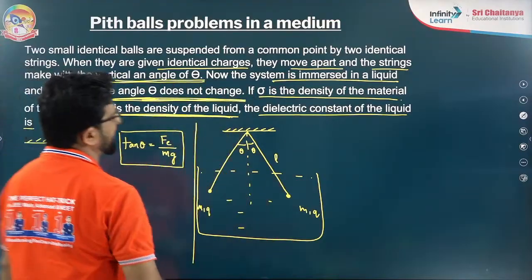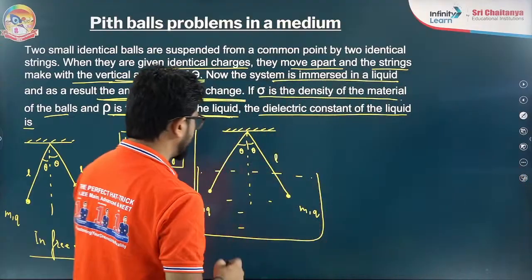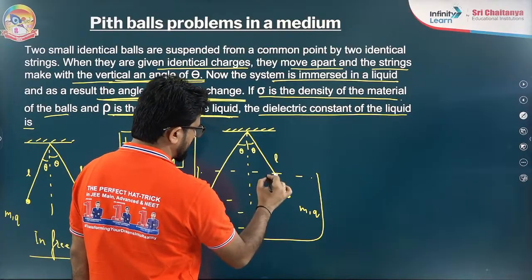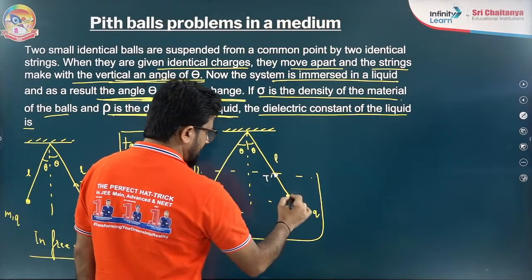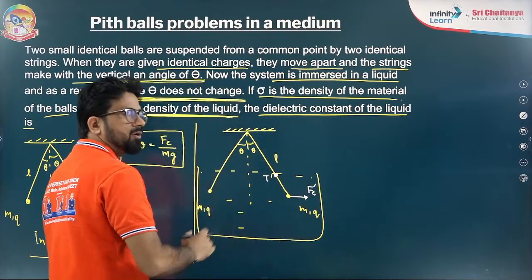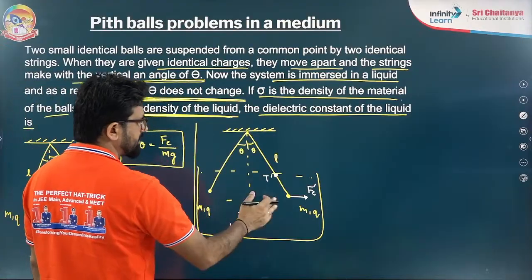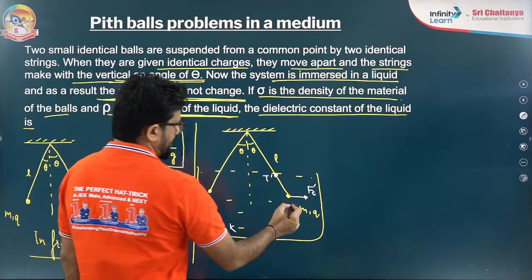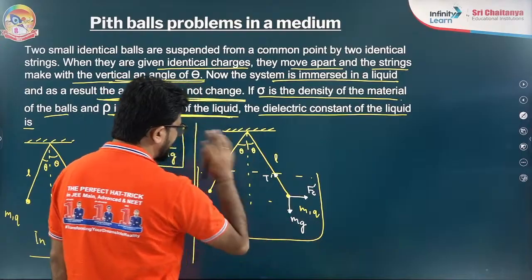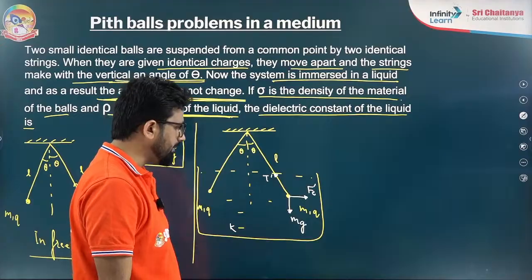Now please understand, if you are placing it inside a liquid, what are the forces acting on it? The very first thing you will say is that there would be some tension, suppose T prime. There would be one force, suppose Fe prime. Why am I writing prime? Because the dielectric constant K is there, so due to this K it is going to change. Downward force would be mg. These are three forces directly acting: tension T prime, Fe prime, and mg.